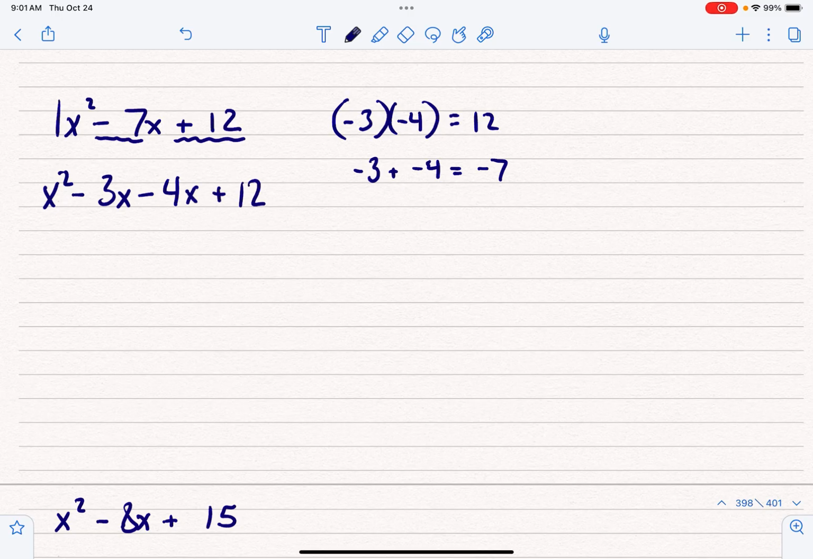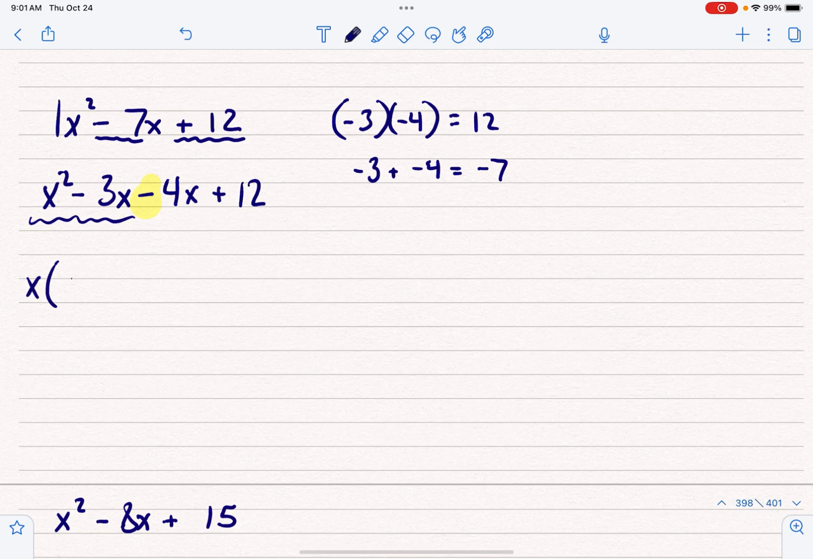Now, the only thing that's different here is when your middle sign is negative, you have to factor that negative out. That's a rule. Whatever that middle sign is there, you always factor that out. Now watch. So out of the first two terms, what do they have in common?